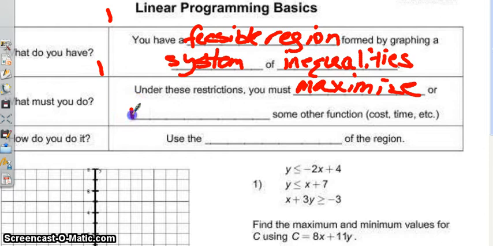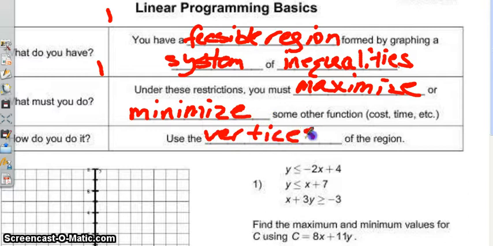or minimize, which is what he did in that little video we watched a minute ago where he was plugging in the ordered pairs. And then use the vertices of the region. The vertices are what on a shape? The endpoints, the corners. Okay?